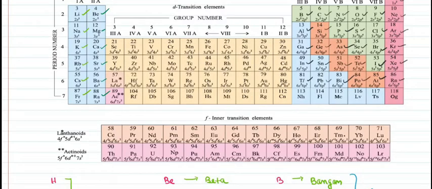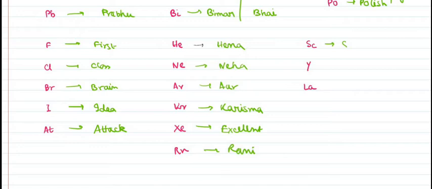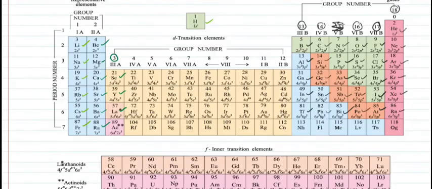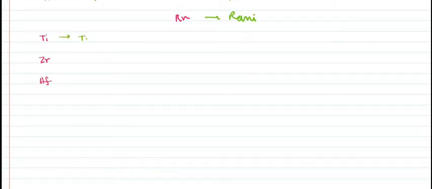Look at the third group. Scandium, Yttrium, Lanthanum. What we can do here is SC is school, Y is Yad, La is La. School Yad La. Because everyone is doing online classes, you have to remember school also. Now the fourth group here, titanium, zirconium, hafnium. With this we can do 2, Zr is Zara, Hf is Hut. 2 Zara Hut with titanium, zirconium and hafnium.